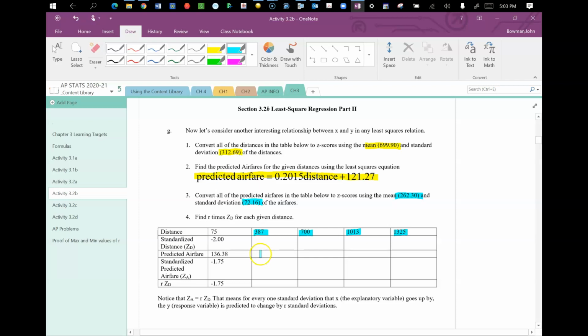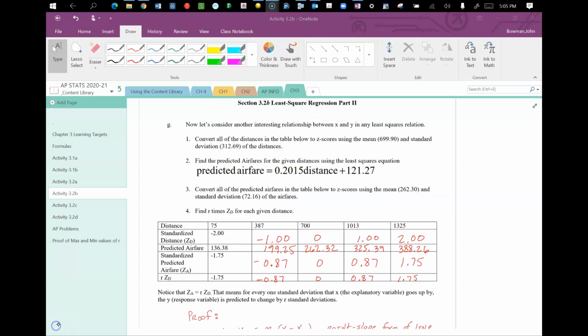Then I would like you to find the corresponding airfares, or the predicted airfares for those particular distances, and convert those to standardized values by subtracting the mean airfare and dividing by the standard deviation of the airfares. This may take you a few minutes. Pause the video and do that. So when everything's said and done with this table, it should look about like this.